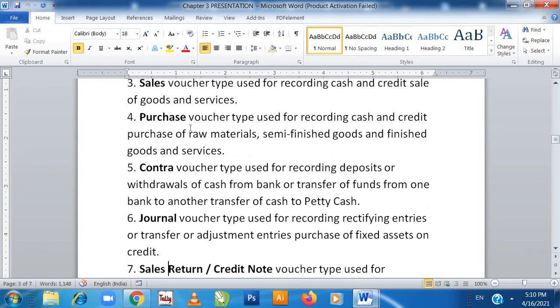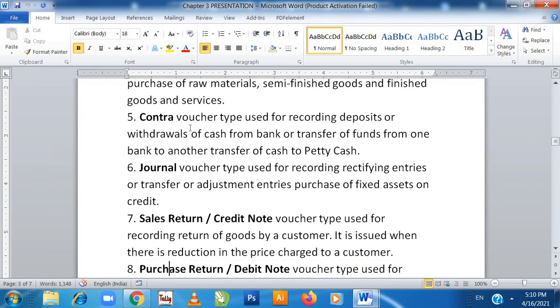Now journal voucher means what? It's a type of recording rectifying. Let's say there is a dispute in the entry. I am very much confused whether I have to put receipt or payment, purchase or sale. For the timing I can put it in the journal, and then after getting to know which entry exactly it is, receipt, payment, purchase or sale, I can do rectifying the entries or transfer or adjustment of any purchase or fixed asset on credit. Now sales return voucher type is used for recording returns of goods by a customer.